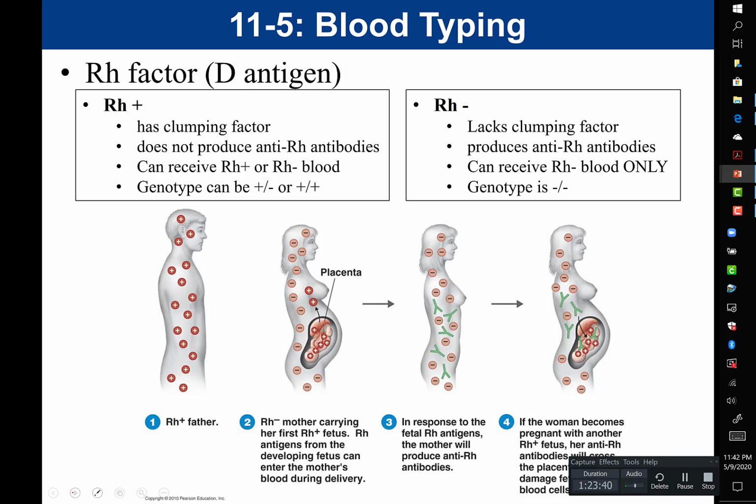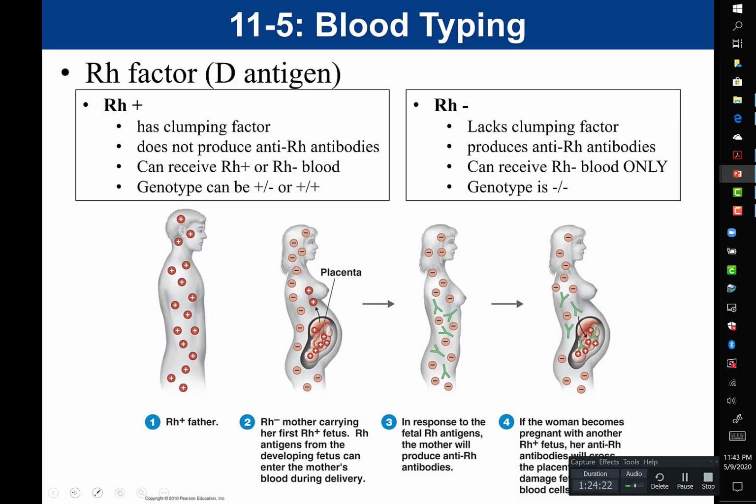And if somebody is Rh negative, their genotype has to be negative negative. They have to have inherited 2 negative alleles because the only way that you can be Rh negative is if you are homozygous recessive. So let me ask it this way. If you have 2 parents who are Rh negative, can they have an Rh positive baby? And the answer is no, because if both parents are Rh negative, that means they both have negative alleles and their kids can only receive the negative alleles.